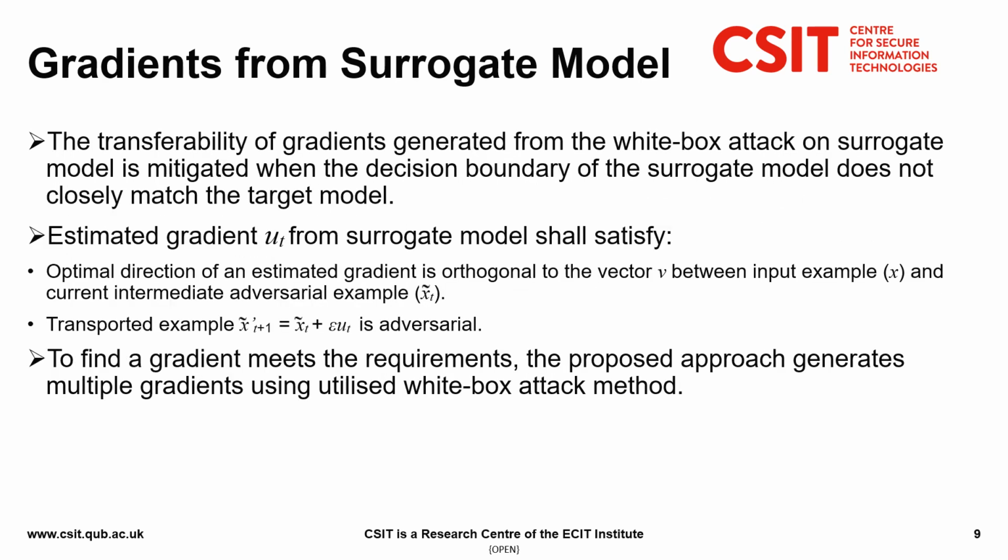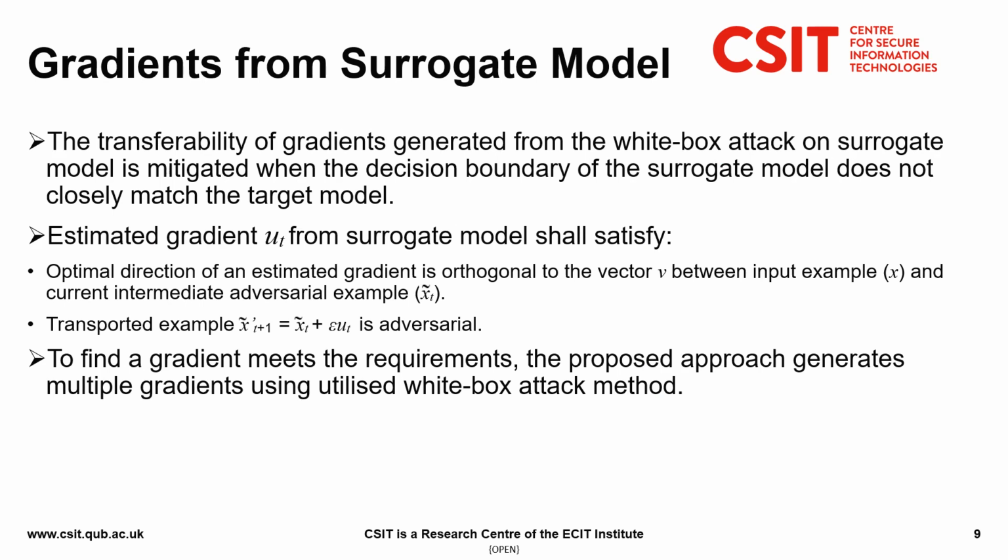The transferability of gradients generated from the white box attack on the surrogate model is mitigated when the decision boundary of the surrogate model does not closely match the target model. So the estimated gradient from the surrogate model shall satisfy the following requirements. The first one is that the optimal direction of an estimated gradient is orthogonal to the vector between the input example and the current intermediate adversarial example. And the second requirement is that the transported example is still adversarial.